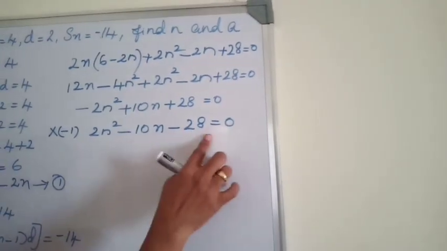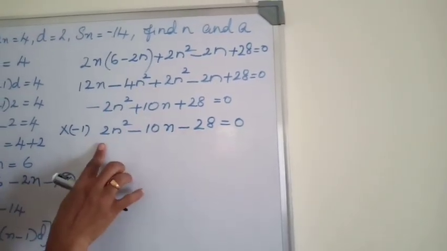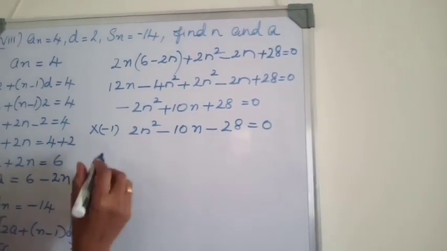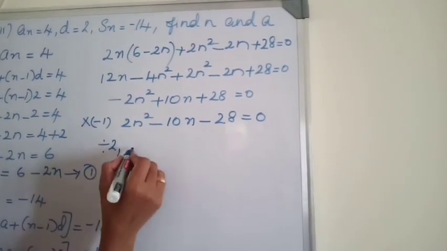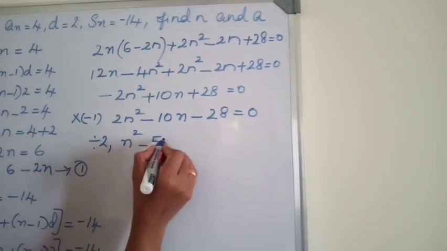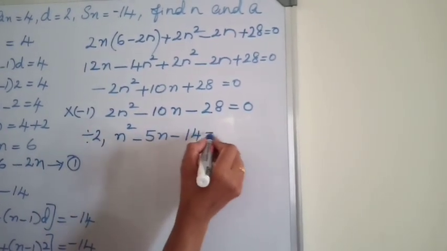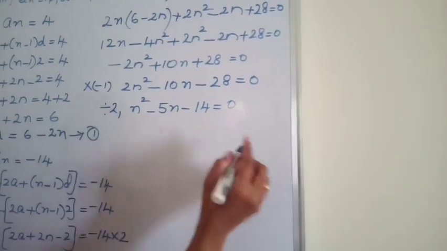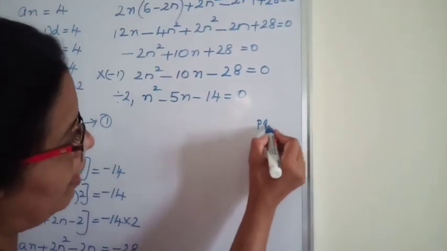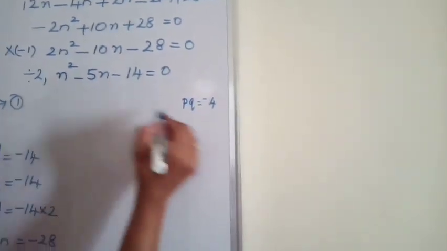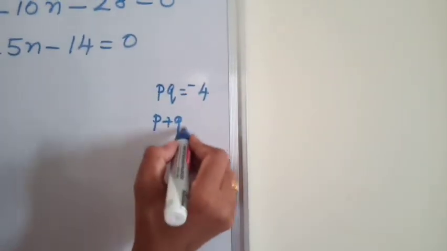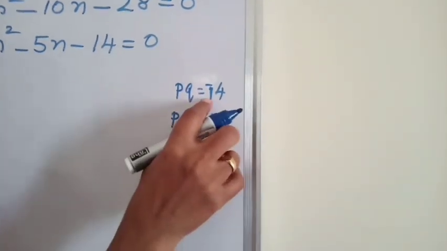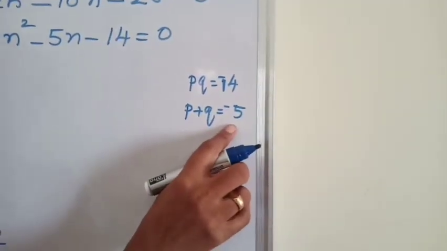Now it is in the correct quadratic equation form. Here we can divide each and every term by 2 to simplify the equation. So divide by 2: n square minus 5n minus 14 equal 0. The same way as we did in the last question, product is minus 14 and sum is minus 5. Which two numbers, when you multiply, give product minus 14 and sum minus 5?